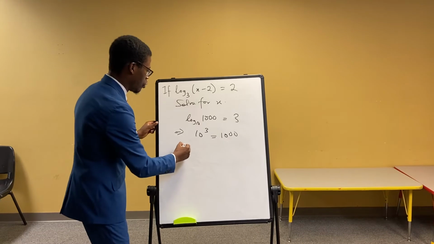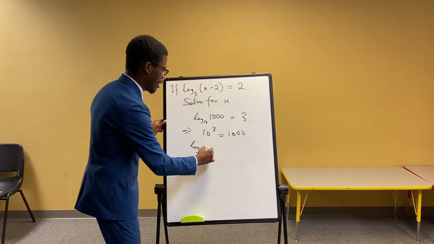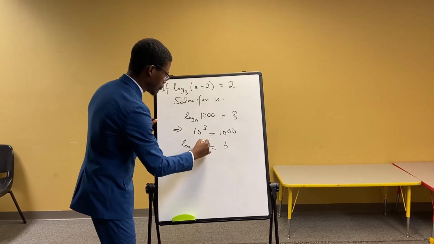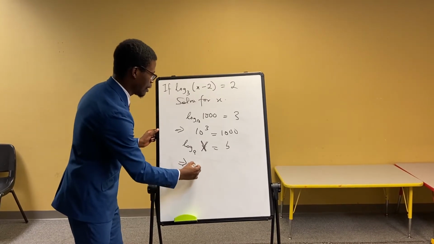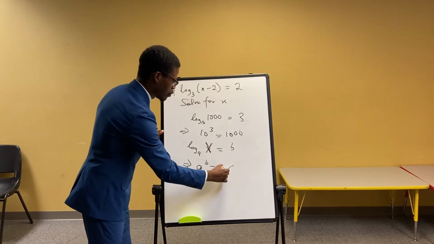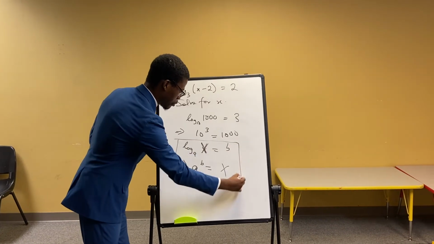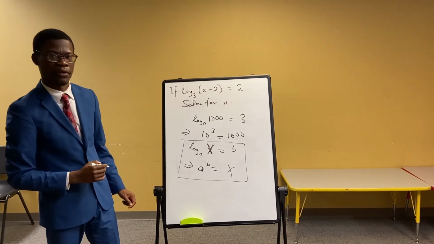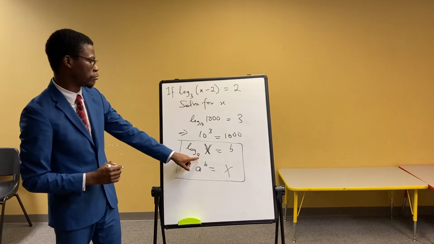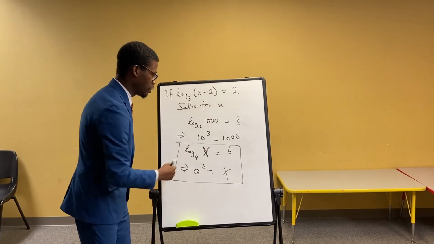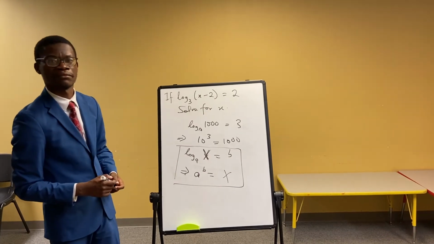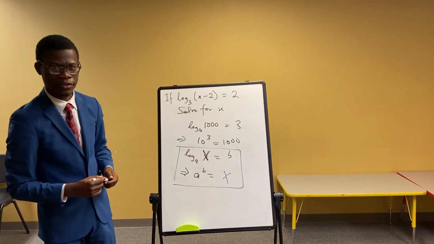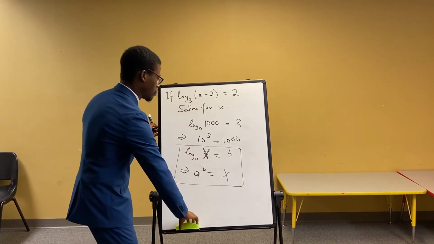So if you have log of x in base a equals b, it means that a to the power of b equals x. This is very important. If log of x base a equals b, it follows that a to the power of b equals x. That is what we're going to use to answer this question. So I'm just going to rub this off real quick.